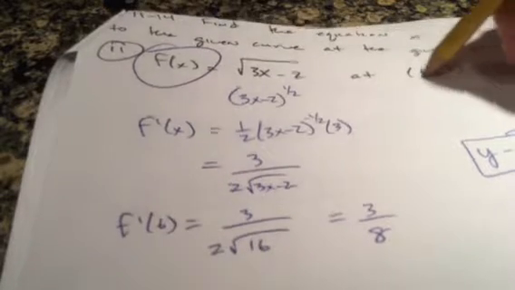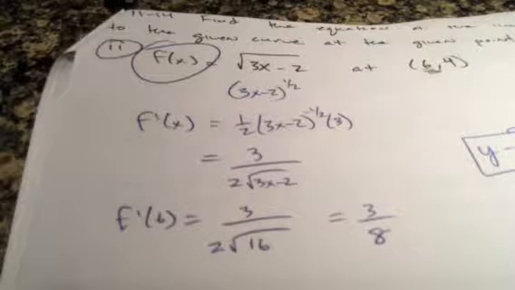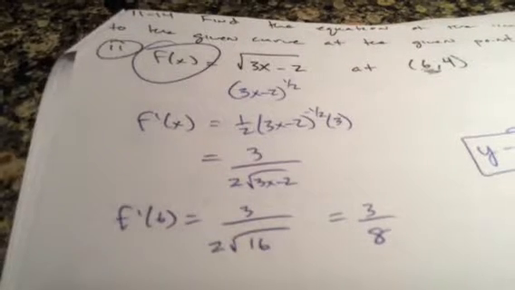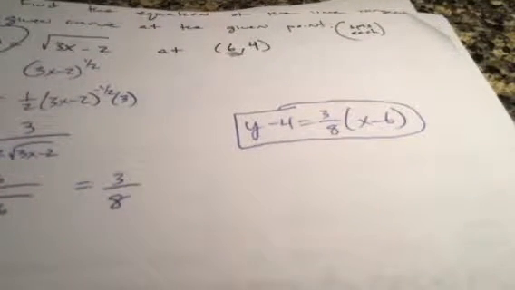Plug 6 in for x. You get 18 minus 2, which is 16. Square root of 16 is 4. 2 times 4 is 8. That is the slope. That is the slope of your tangent line. Put it in point slope form.